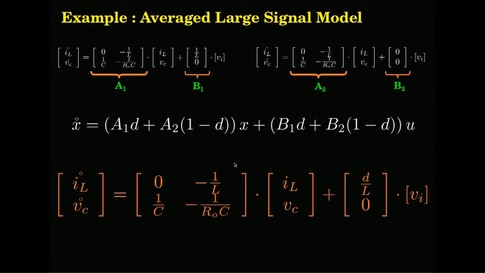What will result from combining these two is the resultant equation. In this case, because A1 was the same as A2, A1d plus A2(1 minus d) is the same value. Okay. But in the case of B1, which is different from B2, you have d by L, because this is 0 and 0, this does not reflect. So the only change you will see is here in this case.